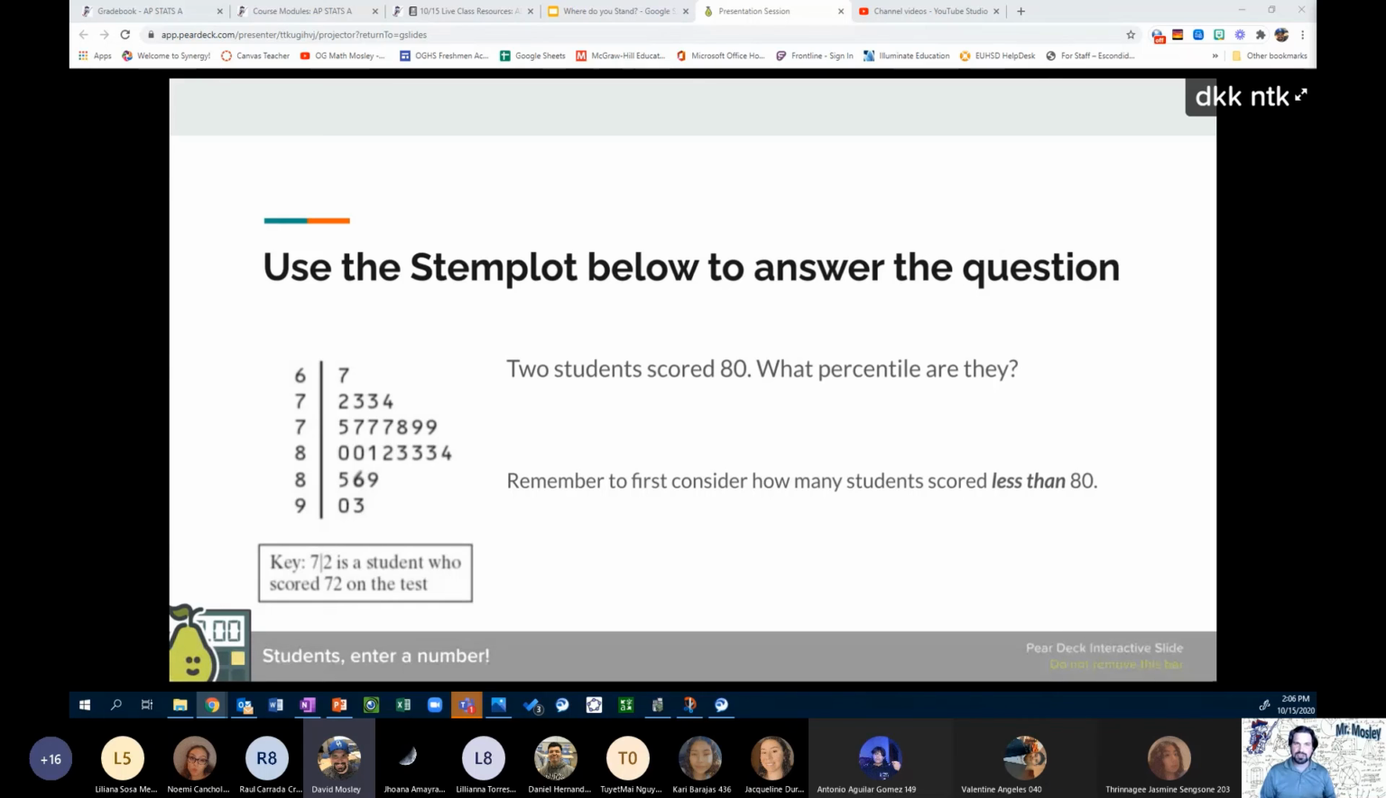All right. What questions do you have after doing these examples? What can I clarify?